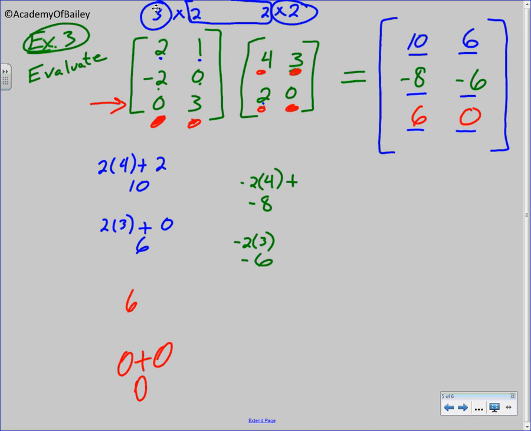So there you go. Matrix multiplication. The key here, make sure those two middle numbers are the same, and then you should be able to multiply those. If they're not the same, you just say you can't multiply them.